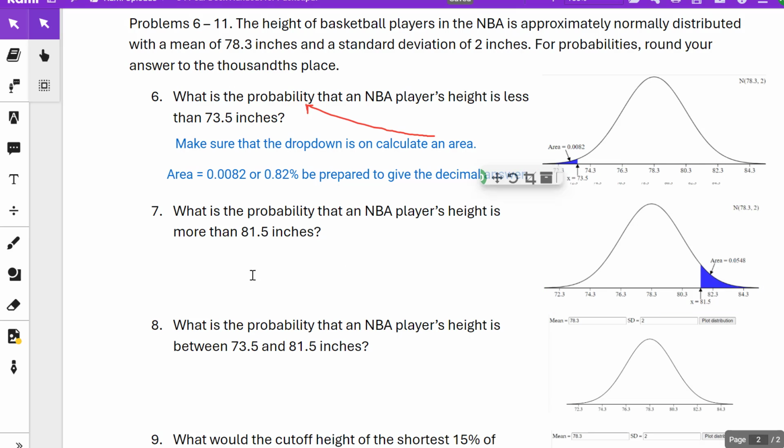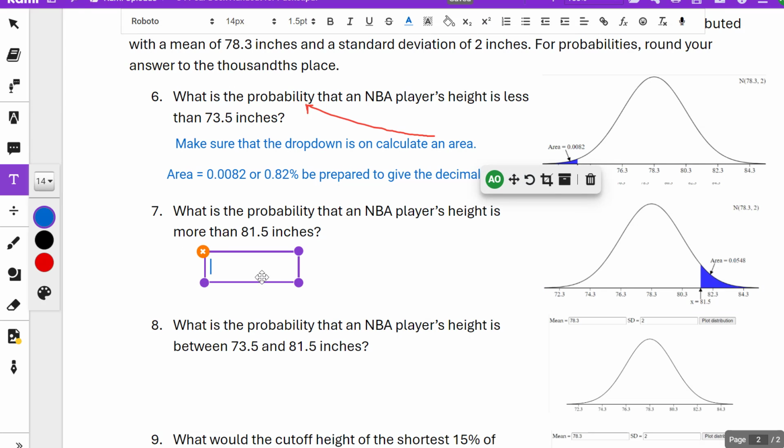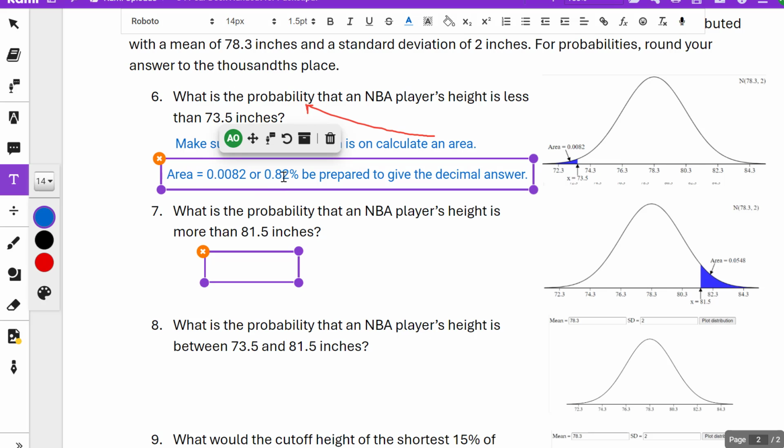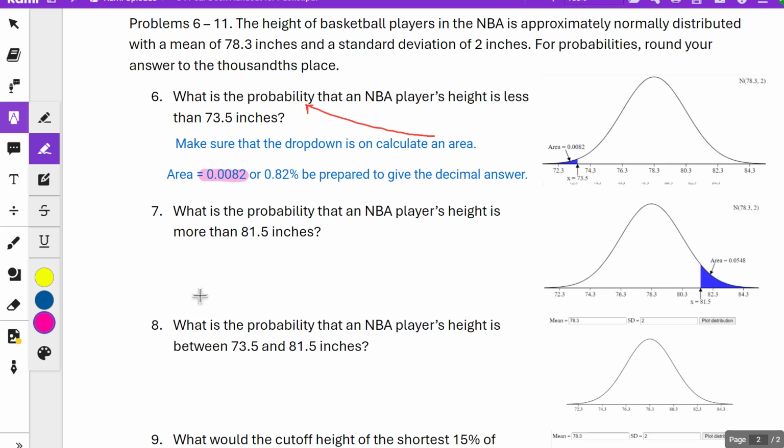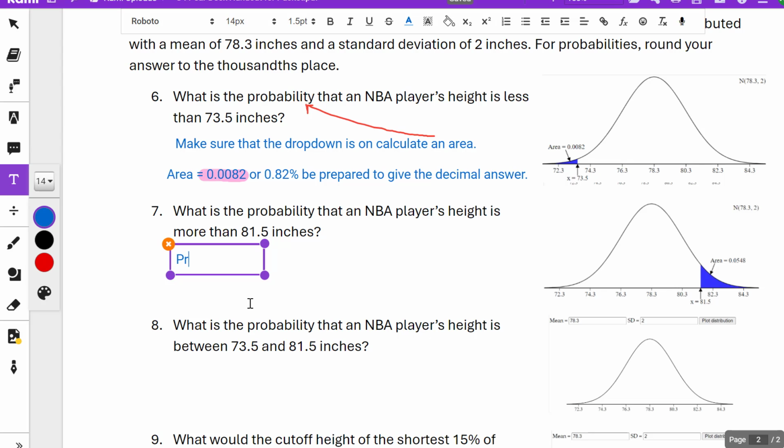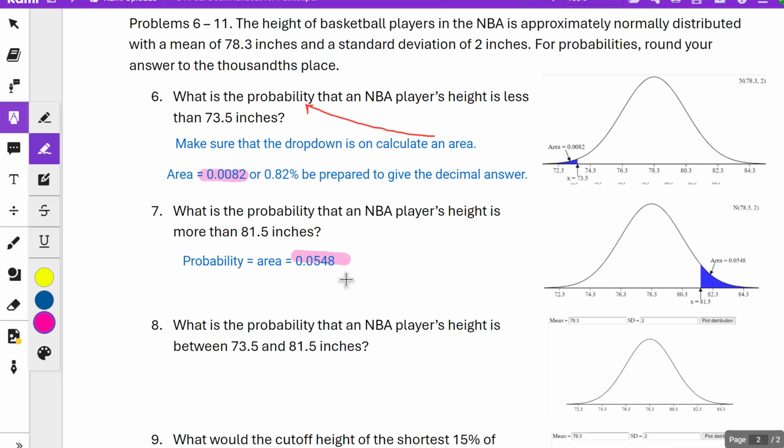If you're looking at the Pear Deck, it might say 0.055. So on the Pear Deck, the answer, actually, let me go here. Yeah, this is the answer right here. This right here is your answer. Okay. On this one, the probability equals the area equals 0.0548. All right. So it's not the 5.48%. It's, I'm sorry, 5.48%. It's that area. So in fact, I'm going to leave the answers in the decimal format.